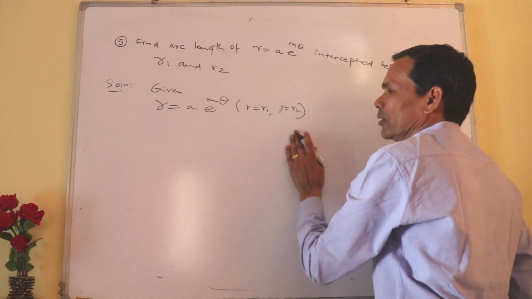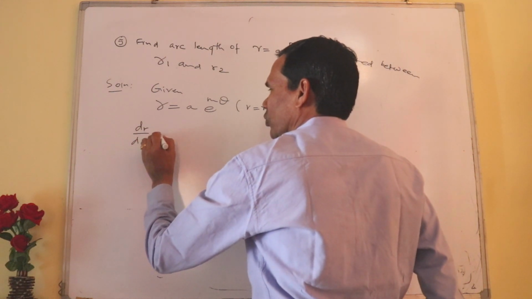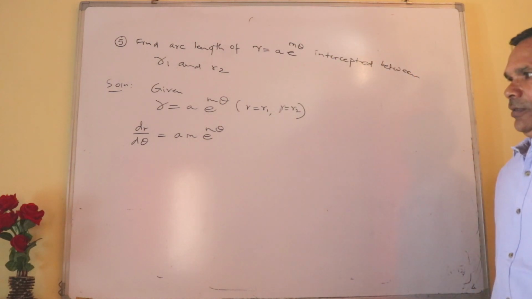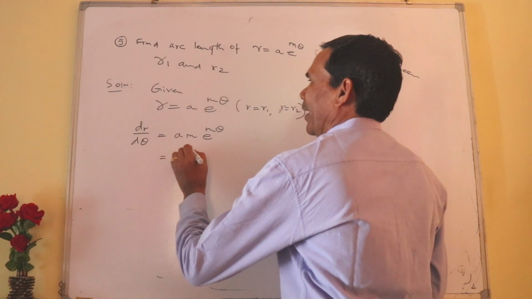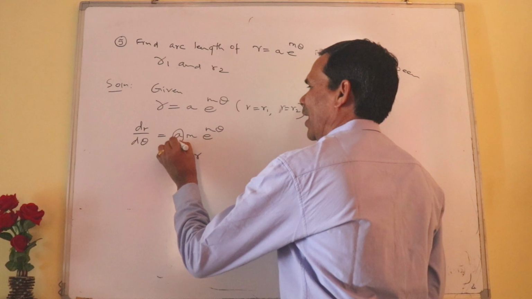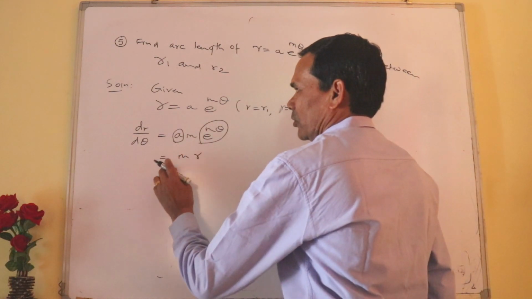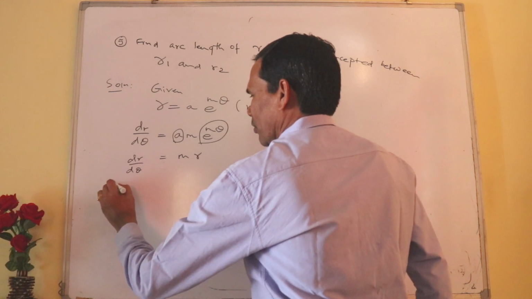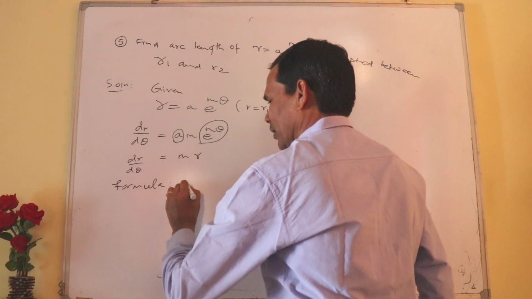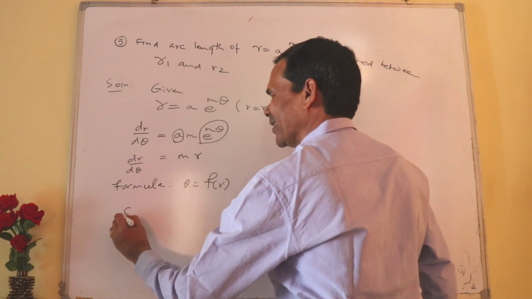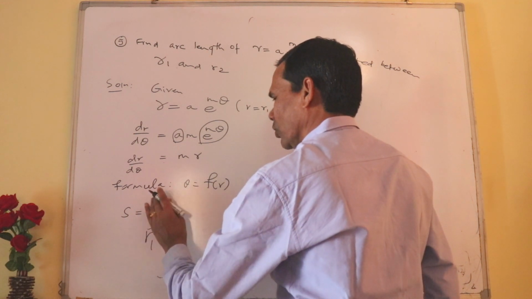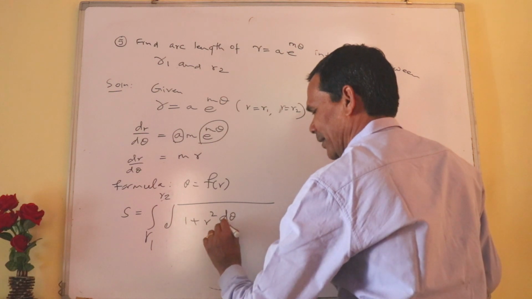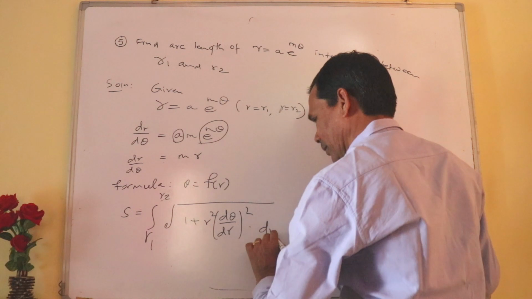So to find this length, dr by d theta would be a m e raised to m theta with respect to theta. Then I replace a e raised to m theta by r, so it is m into r. So I use the formula, naturally for theta is equal to f of r. That formula is s is equal to integral from r1 to r2 of root of 1 plus r square into d theta by dr bracket square into dr. This formula we are using.